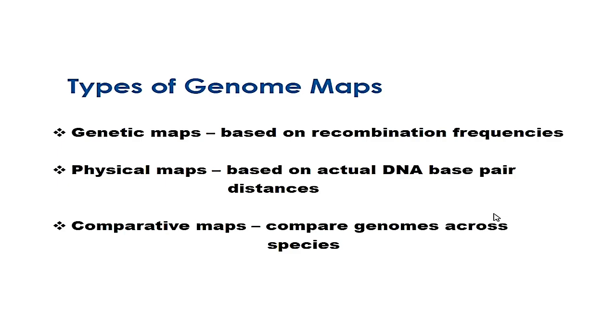The first genome map is called a genetic map. This is a map based on the recombination frequencies of the genes on the chromosomes. The second type of genome map is the physical map. These maps are based on actual DNA base pair distances between the base pairs on the DNA molecule. That is called a physical map. And the third type of genome map is called comparative maps. These maps are used to compare genomes across species. That is, we have the genome of a monkey and the genome of a human being, and they can be compared. This is called the comparative map, which compares genomes of different types of species.